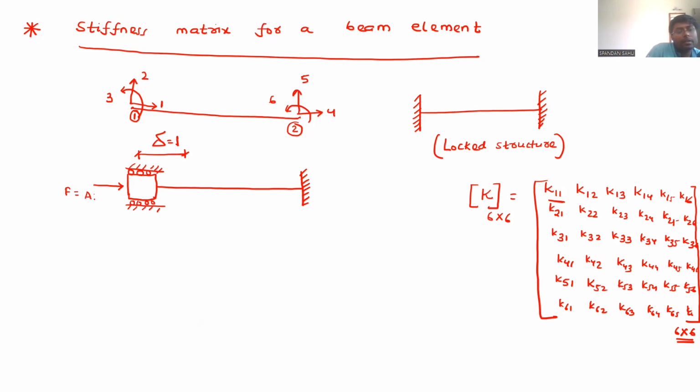So for this, how much force do you need here? F, which is unknown. Delta equal to PL by AE, so P equals AE upon L, with delta as 1. So what will be P or what will be F? AE by L, that is stiffness, and that will be K11. Correct?